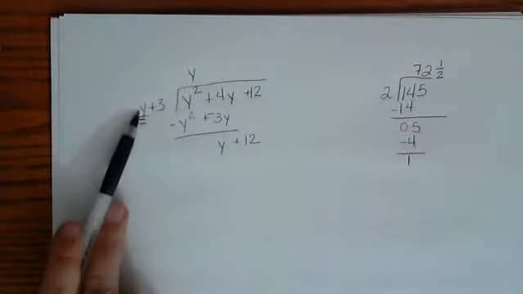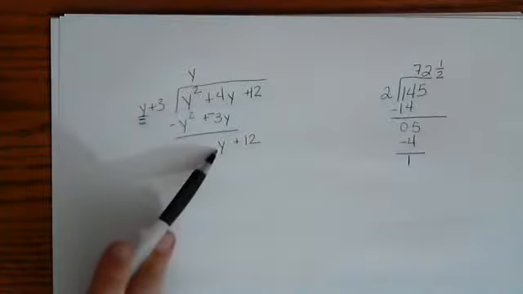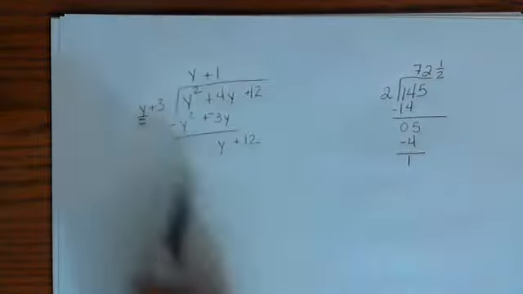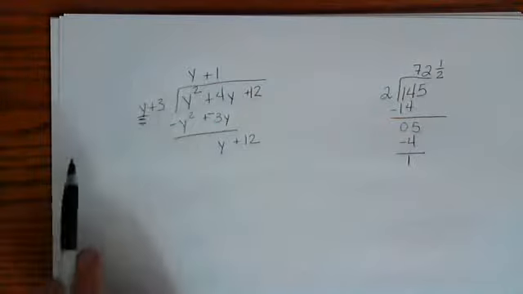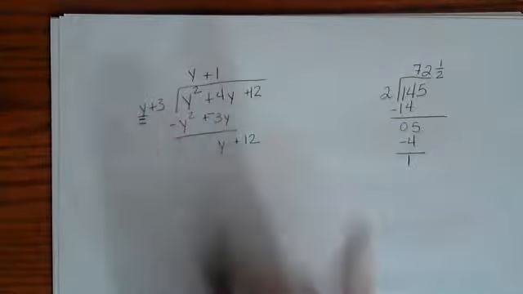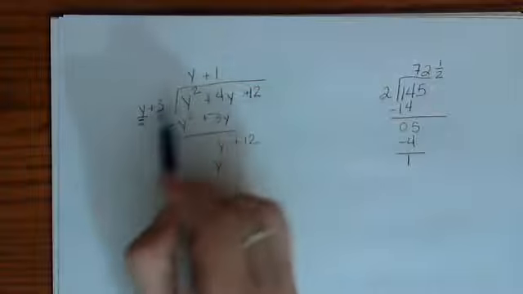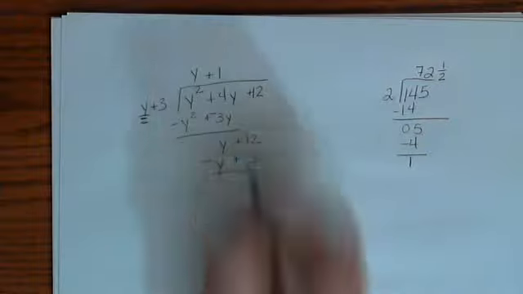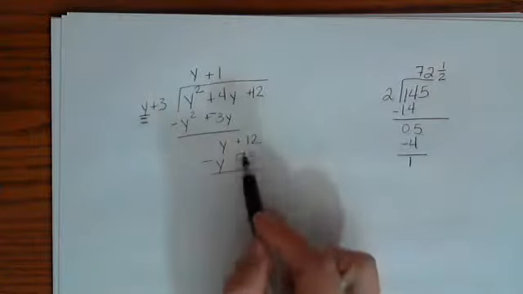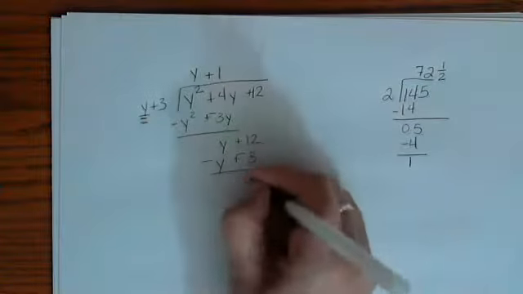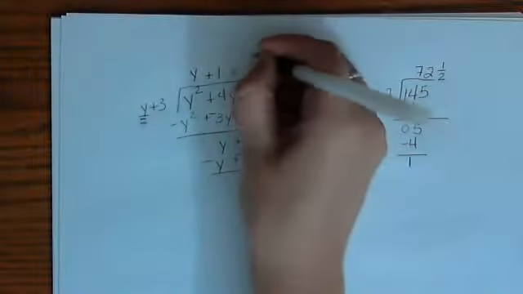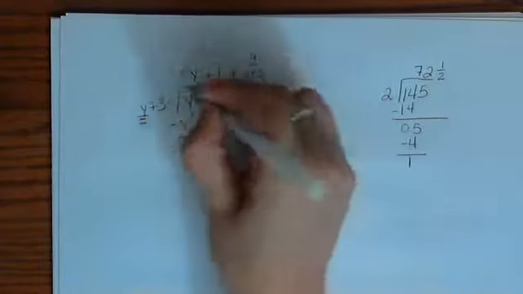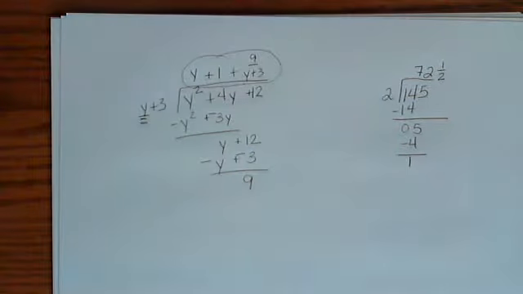How many times does y go into y? I sure hope you said 1. Okay, because y divided by y is just 1. 1 times y is y. 1 times 3 is 3. We subtract those things off. 12 minus 3 is 9. So then we're going to have a plus 9 over y plus 3, just like that. And this is our final answer.